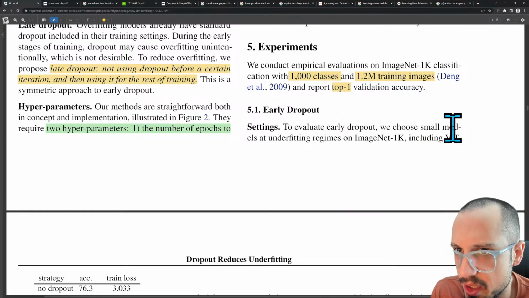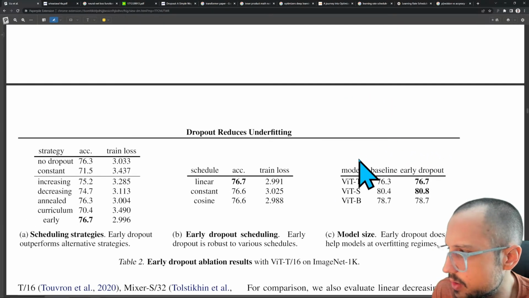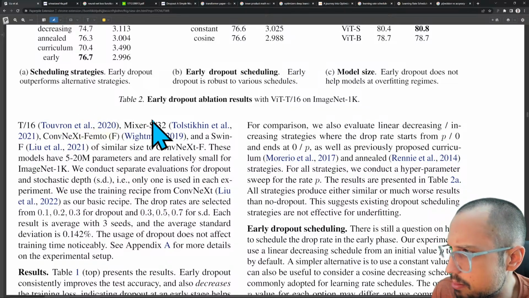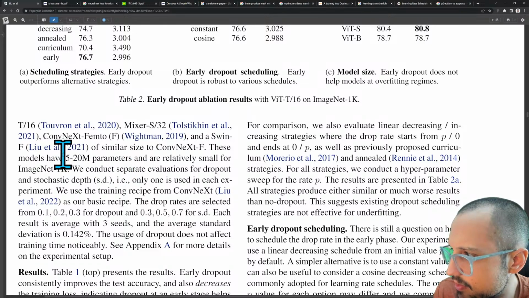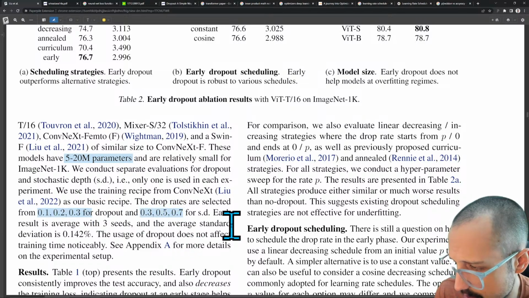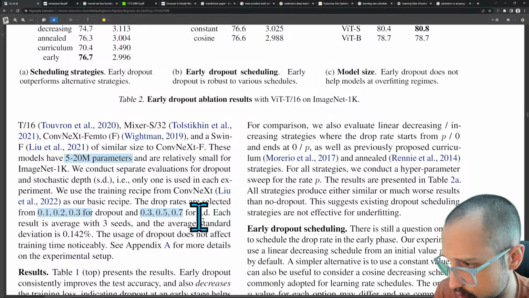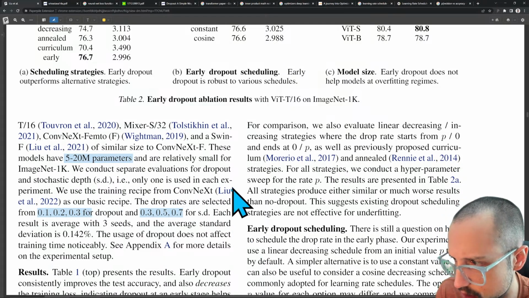To evaluate early dropout, we choose small models at underfitting regimes, including ViT Tiny, Mixer S, ConvNeXt. So, okay, they're specifically choosing smaller models that have somewhere between 5 and 20 million parameters. Our drop rates are selected from 0.1, 0.2, 0.3, and 0.3, 0.5, 0.7. So different dropout rates for either dropout or the stochastic depth, which is the residual dropout.